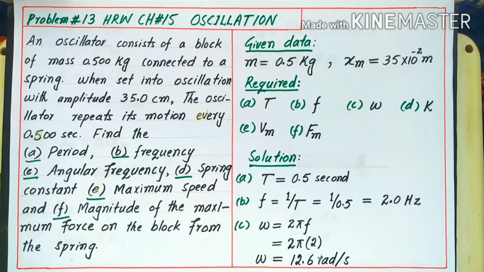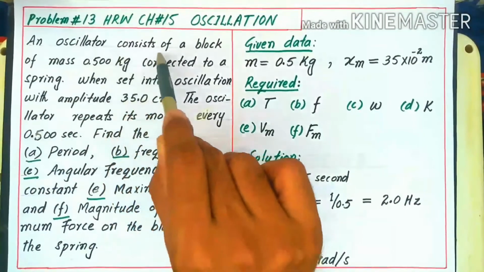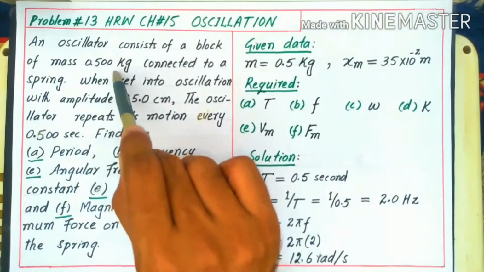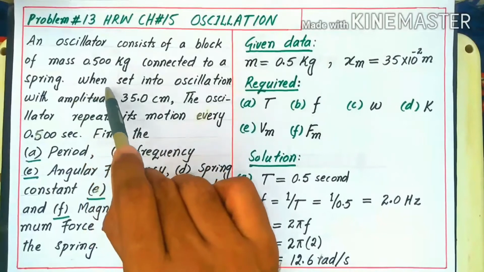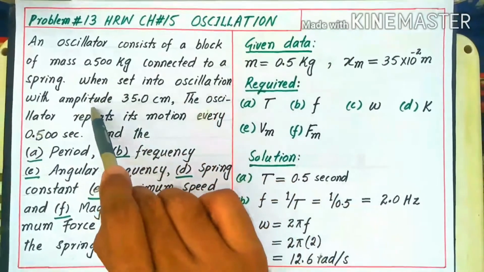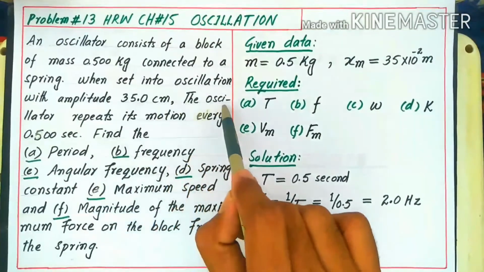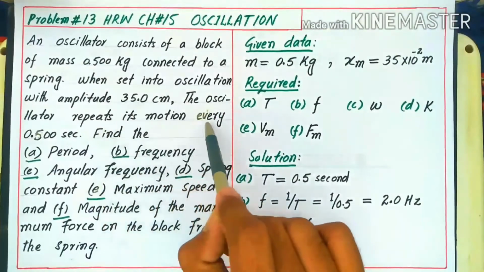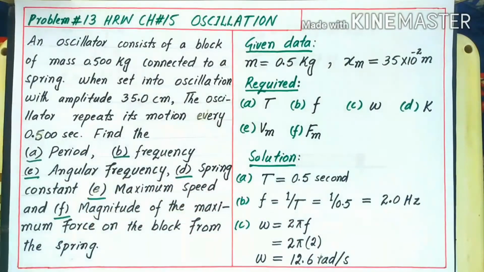Bismillahirrahmanirrahim. HRW 10th edition extended, chapter number 15, oscillation, problem number 13. An oscillator consists of a block of mass 0.5 kg connected to a spring. When set into oscillation with amplitude 35 cm, the oscillator repeats its motion every 0.5 seconds.